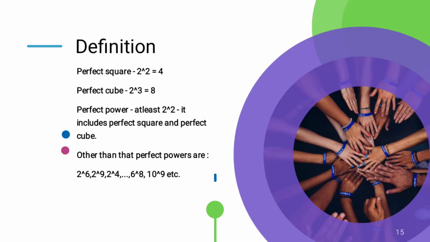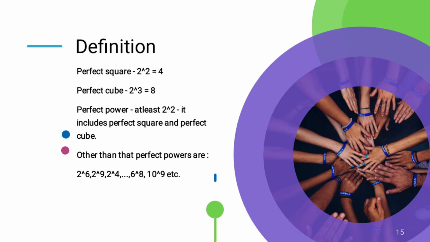Definition. Perfect square. 2 to the power of 2 is a perfect square, which is equal to 4. Perfect cube. 2 to the power of 3 is a perfect cube, which is equal to 8. A perfect power can be defined as at least 2 to the power of 2. It includes perfect squares and perfect cubes. That is, a perfect power should be at least 2 to the power of 2. 2 to the power of 1 is not a perfect power. 2 to the power of 0 is not a perfect power.